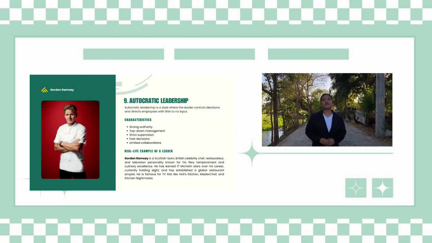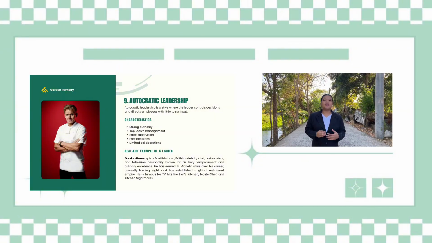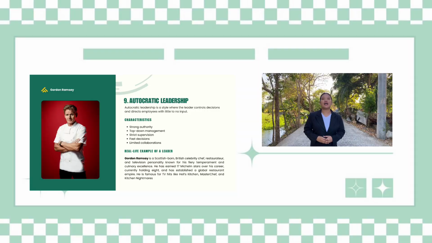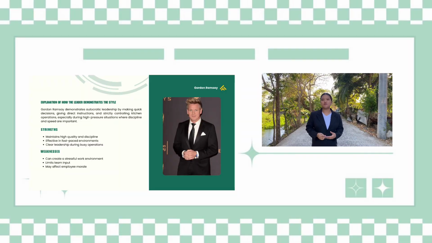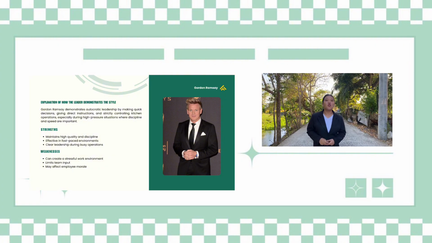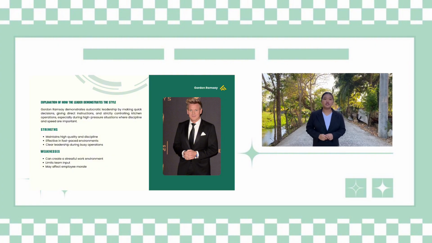For a real-life example, we have Gordon Ramsay. He is a world-famous chef known for his strict and disciplined leadership style in the kitchen. He demonstrates autocratic leadership by giving direct instructions, making quick decisions during busy operations, and maintaining strict control over his team, especially under high pressure. This leadership style works well in the hospitality industry because the environment is fast-paced and timing of delivery in the kitchen is important. That's why strong leadership and quick decisions are necessary.